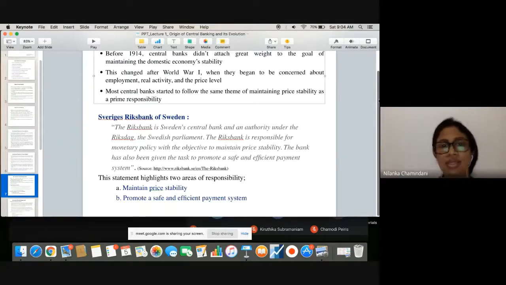We now know that many central banks, even from the beginning of their functions, were focused on price stability, actually after the 20th century. So one of the main objectives was to maintain price stability. The central bank has also been given the task to promote a safe and efficient payment system. There is another element now coming into play, right? So what is it? Safe and efficient payment system. What is the payment system?